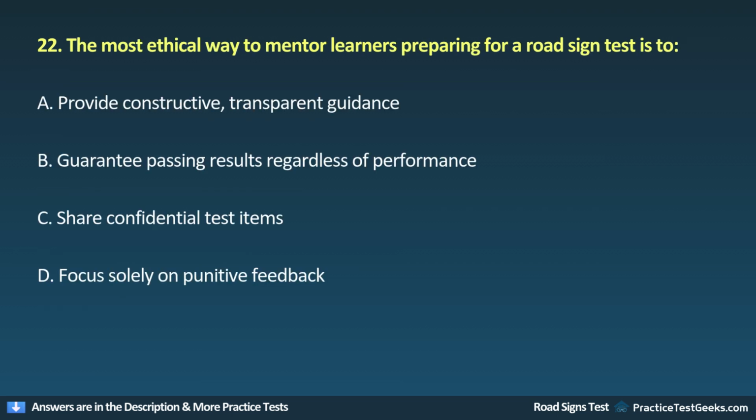22. The most ethical way to mentor learners preparing for a road sign test is to A. Provide constructive, transparent guidance. B. Guarantee passing results regardless of performance. C. Share confidential test items. D. Focus solely on punitive feedback.